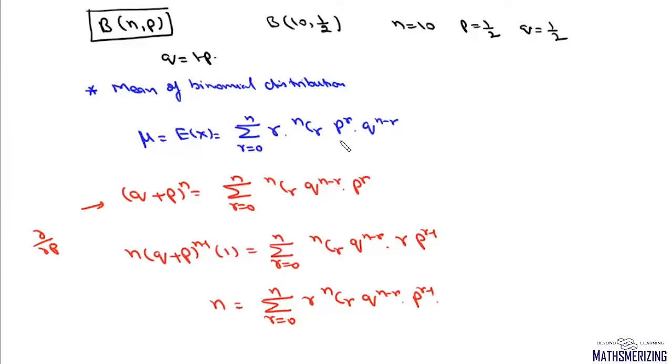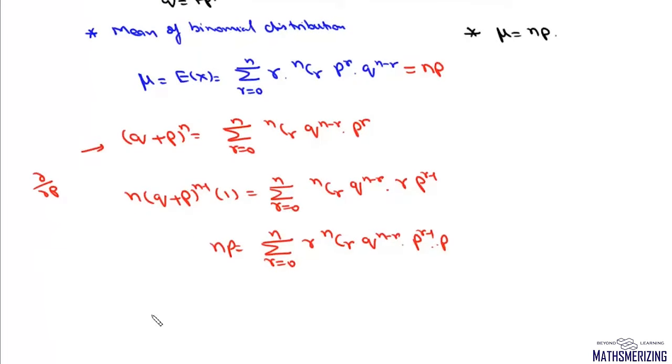Now we need p to the power r, so we'll multiply p both sides. Now we multiply p both sides, this is r NCR q to the power n minus r into p to the power r. So basically the mean is n into p. So we have this result, the mean of binomial distribution is n into p. Now we'll find its variance.